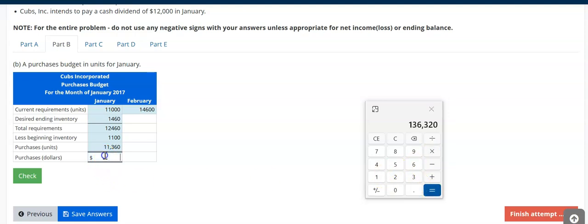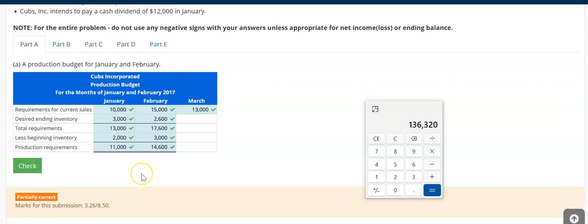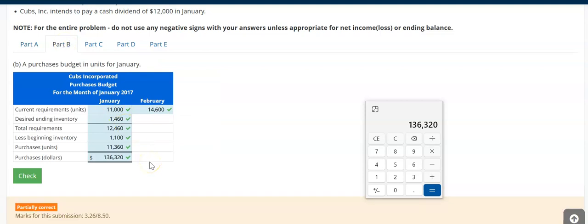If we do that, we can convert. We can say, okay, how much am I going to purchase in terms of inventory? And then we can check our answers and hopefully be correct, and we are. Well, I'm sorry, that was the production budget. Let's get back over here to the purchases budget, but we did that one okay also.